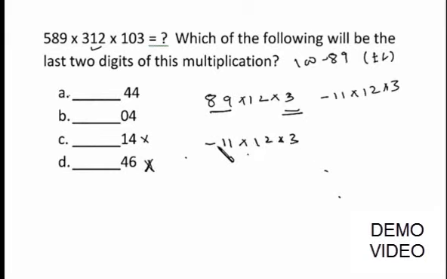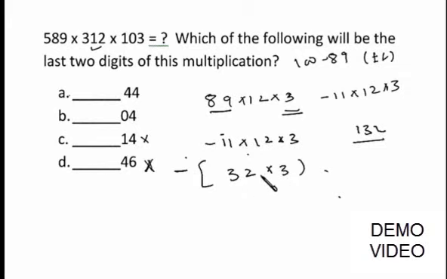We are having a minus sign over here, right? So first of all, I just drop this minus sign, put it aside. 11 into 12 is 132. I'll be continuing with 32. I'll be dropping 1, because 132, if I divide it by 100, the remainder will be 32. So the last 2 digits of this product will be 32 only.